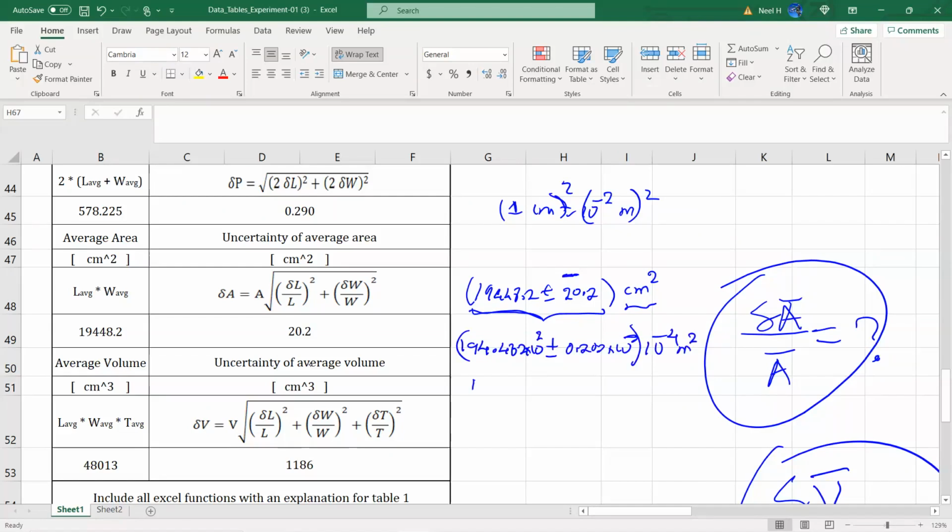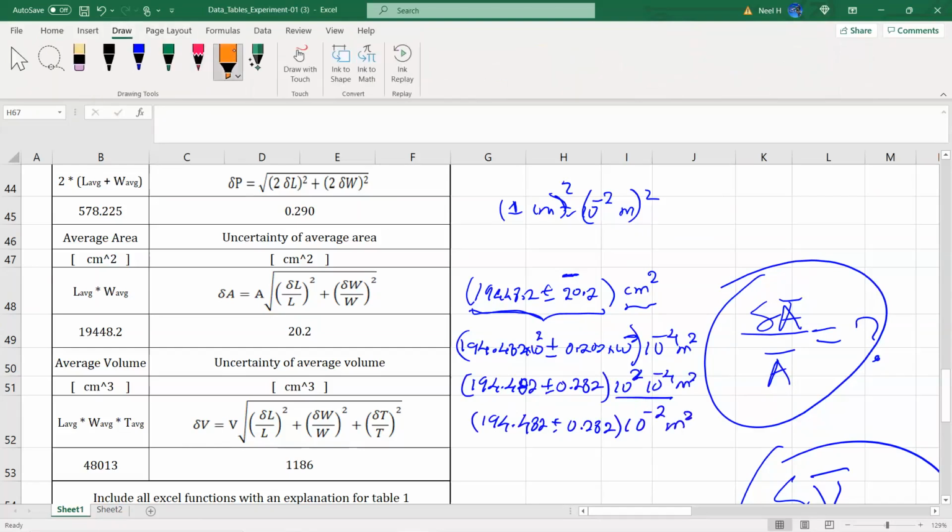Then let's go one step further. 194.482 plus or minus 0.282 close brackets, 10 to the positive 2, 10 to the negative 4 meters square. Let's simplify one step further. 194.482 plus or minus 0.282 close brackets. These two will simplify into 10 to the negative 2 meters square. Now, if you look at that number, it looks very nice. The reason is that I can read that error relative to the decimal places of the number. That's the idea of error.